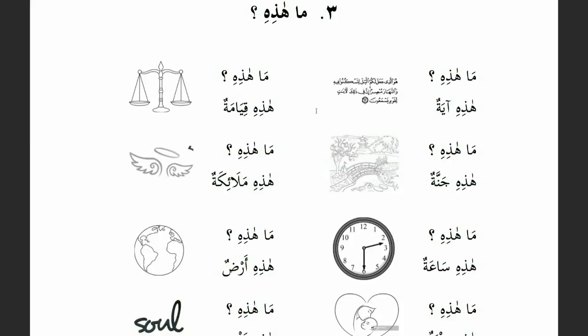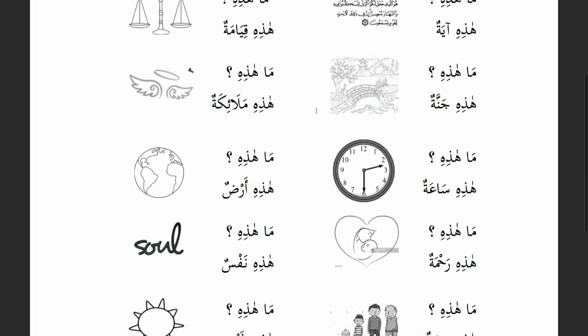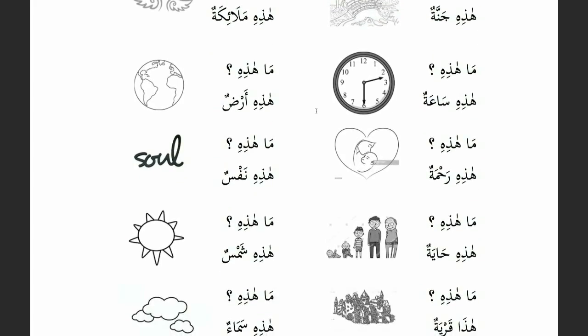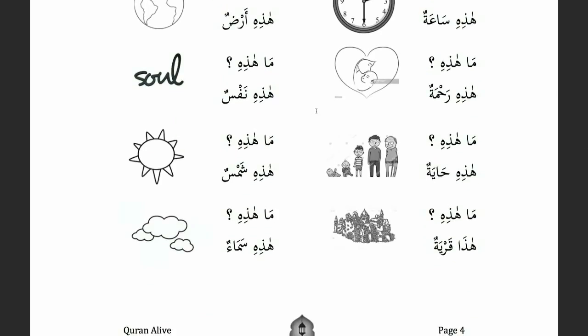Next one. Ma hadhihi? Hadhihi qiyamatun. What's qiyamah? Judgment day. Next one. Ma hadhihi? Hadhihi malaikatun. These are angels. Next one. Ma hadhihi? Hadhihi ardun. Ard, earth, piece of land. Next one. Ma hadhihi? Hadhihi nafsun. Nafs, soul or person. Next one. Ma hadhihi? Hadhihi shamsun. Next one. Ma hadhihi? Hadhihi sama'un. Sama, sky or heavens.